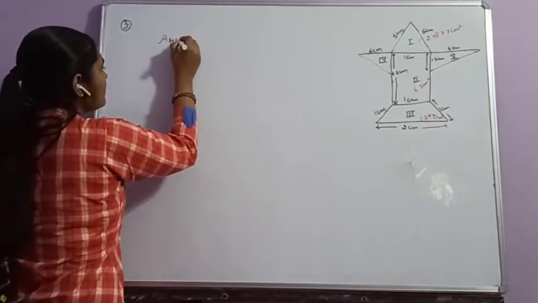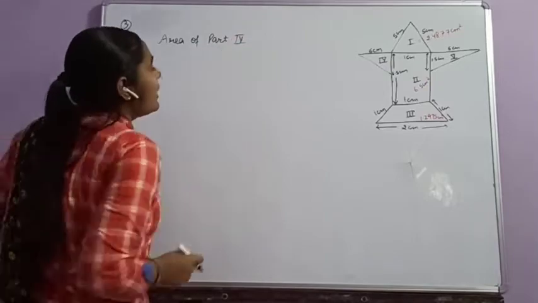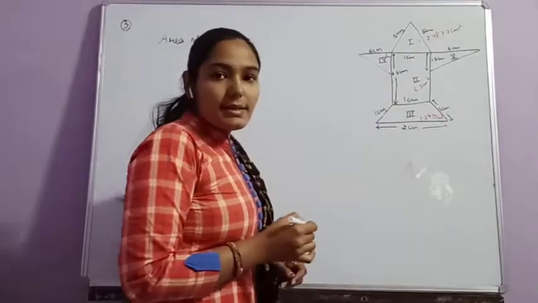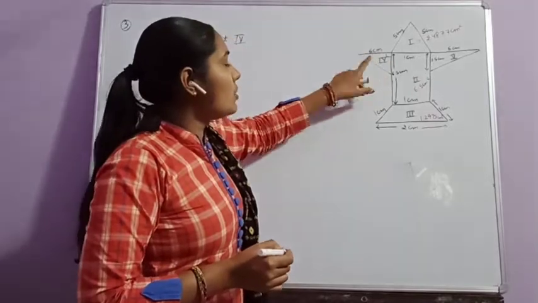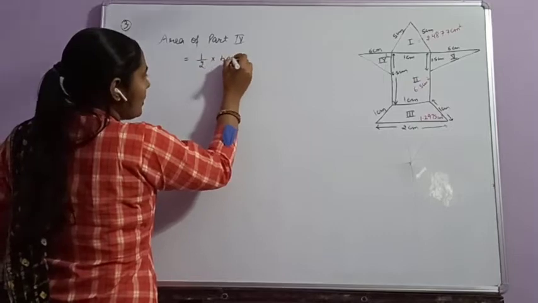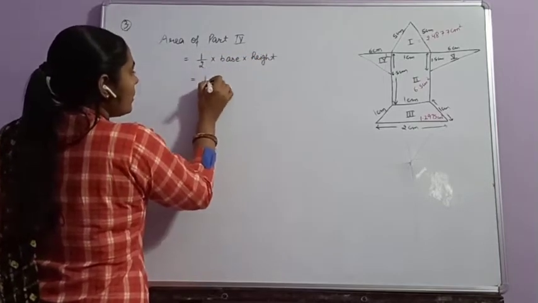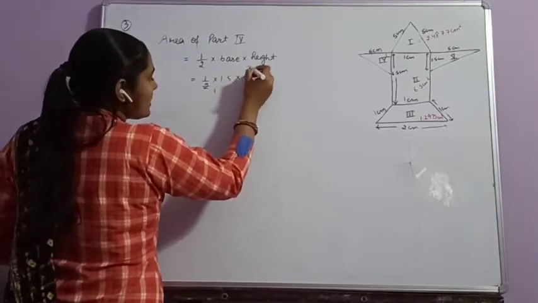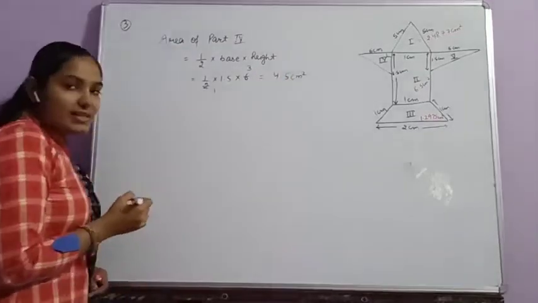Area of part 4. And we know that the fourth part is a right angle triangle. It is a right angle triangle and base is equal to 1.5 and height is equal to 6 centimeter. That is equal to 1 by 2 into base into height. Here base is equal to 1.5 and height is equal to 6 centimeter. 2 ones are 2, 2 3s are 6. 1.5 multiplied with 3, that is equal to 4.5 square centimeter.